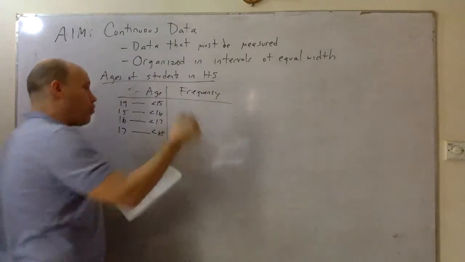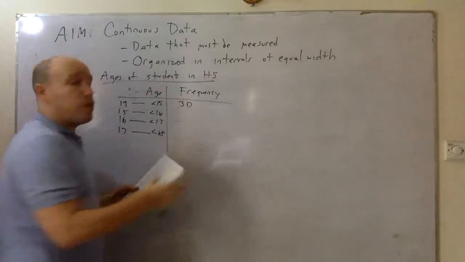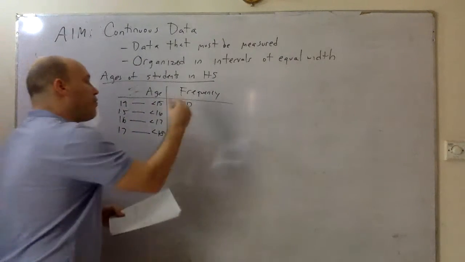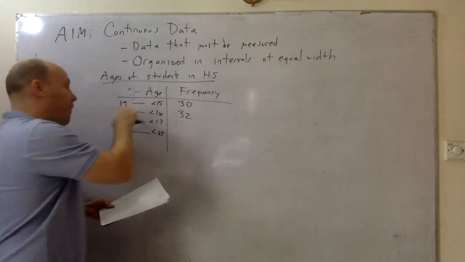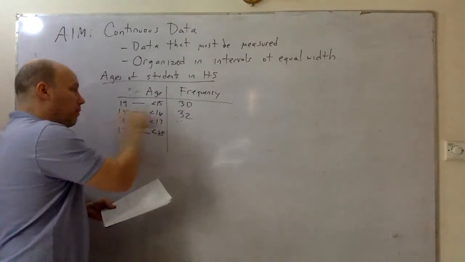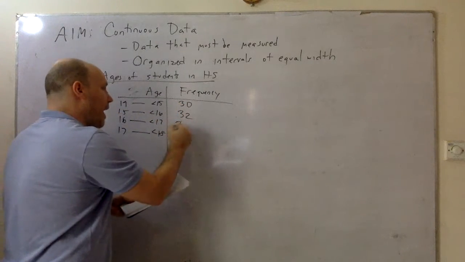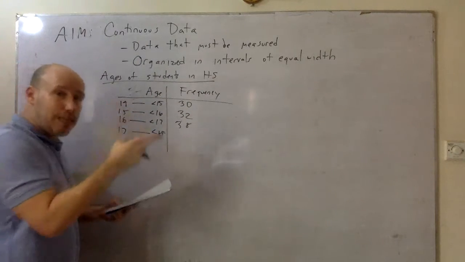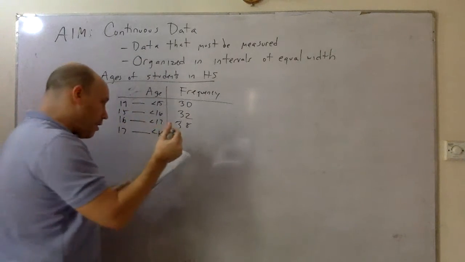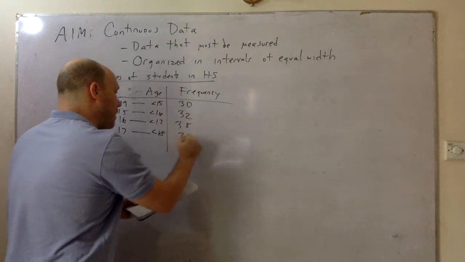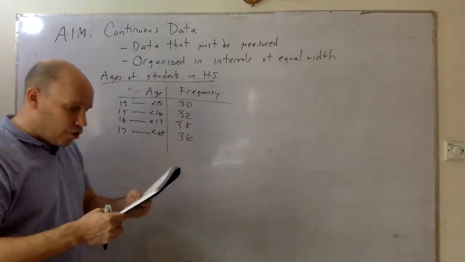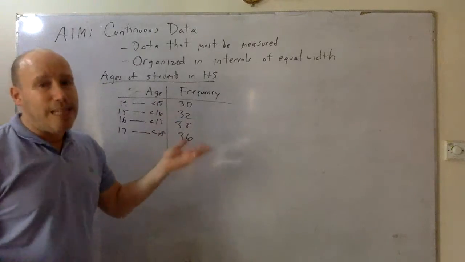We discover that there's 30 kids who are between 14 and up to 15, but not including 15. We have 32 who are 15 years old, 38 kids who are 16, and we have 36 kids who are 17 years old. And so the question is, how do we represent this?